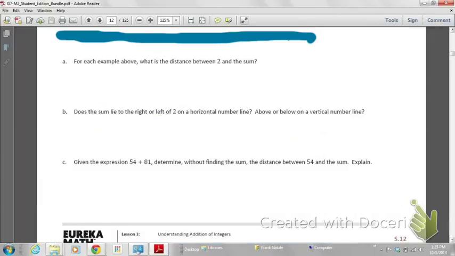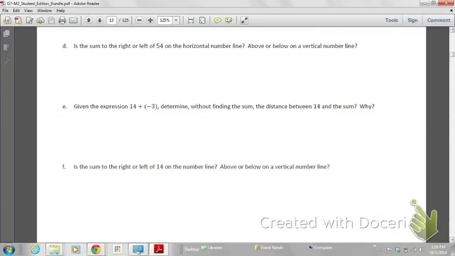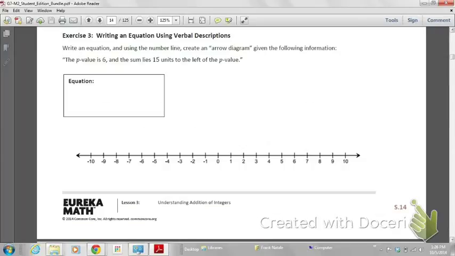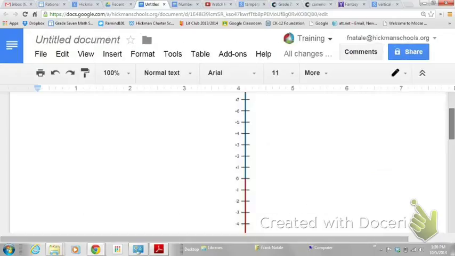Okay, so here are some questions they ask you here. Question A asks you, for each example above, what is the distance between 2 and the sum? Actually, why don't we do this? I don't want to do that yet. I want to just show you something, because here is something they wanted me to show you.